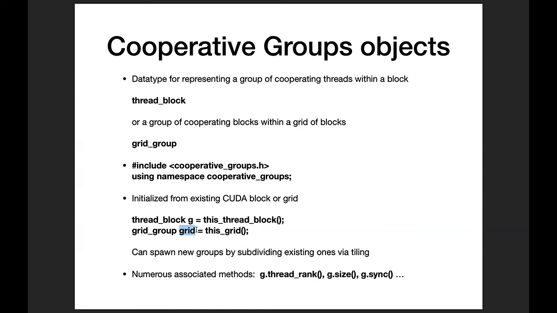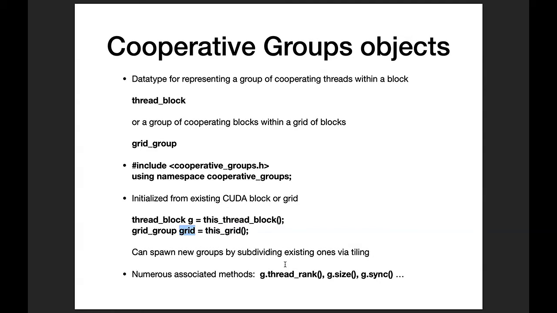And now you can create new groups by subdividing these groups through a process called tiling. So for example, you can take a block of 1024 threads, create a group out of that, and then tile this group into new groups of 32 threads each, right? And we will see how it works in subsequent slides.